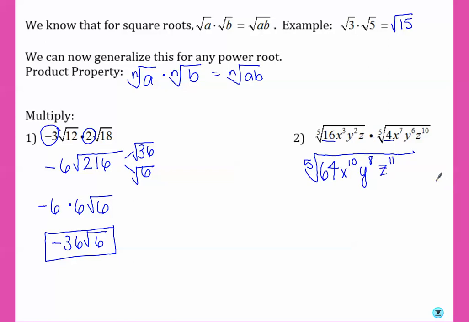So now we simplify like we did last class. 64 is 32 times 2. The fifth root of 32 would be 2. And we'll still have the fifth root of 2 left over. How many times does 5 go into 10? Twice, so x squared. 5 goes into 8 once, with 3 left over. And 5 goes into 11 twice, with 1 left over.